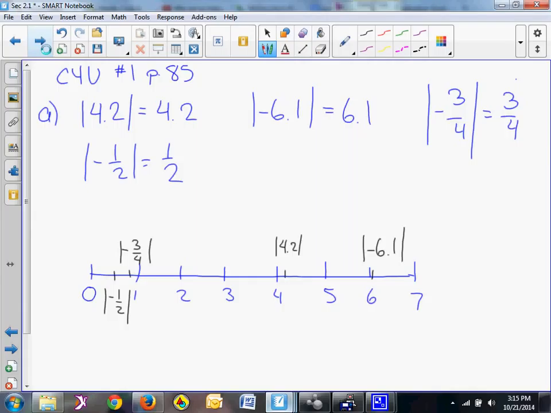If I'm writing these down in order from least to greatest, I just go from the furthest left number to the furthest right number. So my order would be the absolute value of negative 1/2, the absolute value of negative 3/4, the absolute value of 4.2, and then the absolute value of negative 6.1.